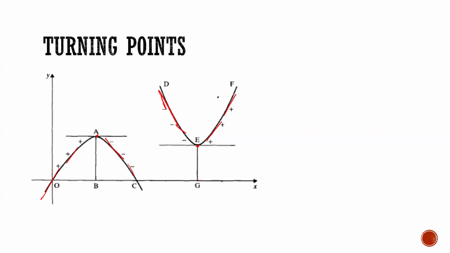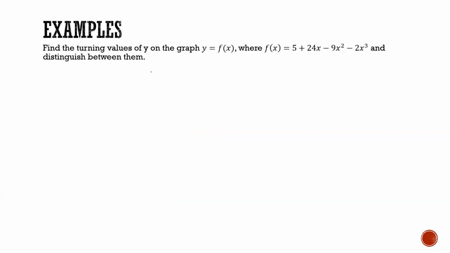And so let's look at some examples where we need to find these turning points, because now we know that at the turning points, at the maximum or the minimum, the gradient of the tangent is 0. And so we can use differentiation to actually locate those points. So we've been asked to find the turning values of y on the graph y is equal to f of x, where f of x is this. In other words, we can write y as f of x, which is 5 plus 24x minus 9x squared minus 2x cubed.